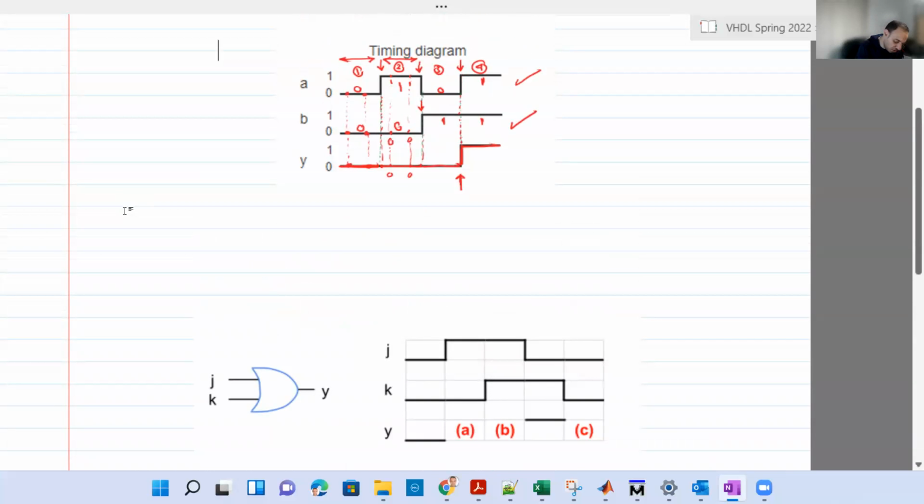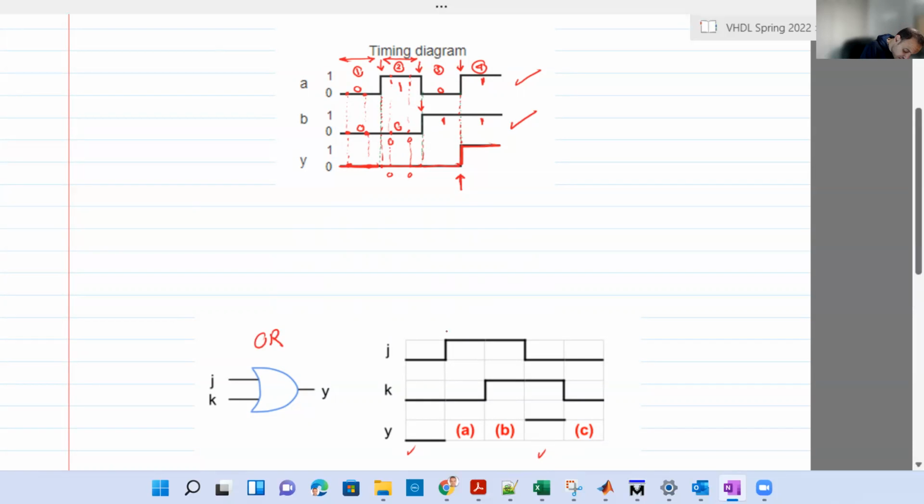Let's have another example, which now is an OR gate. And you want to know the divisions A, B, and C. So there are other divisions like this division and that division. The output Y is known.